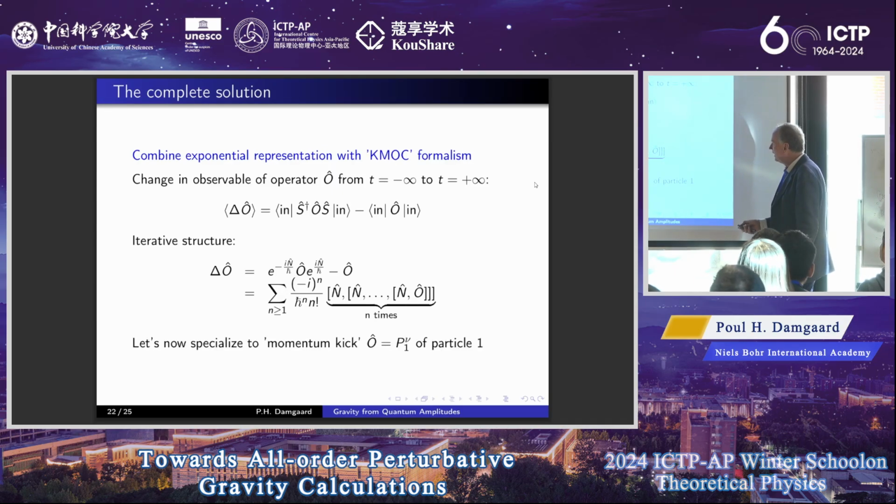And like I said, let's look at just one operator. This is a general formula. Let's look at the operator that's the momentum of the first particle, the first black hole. We see how it scatters. Let's calculate that.